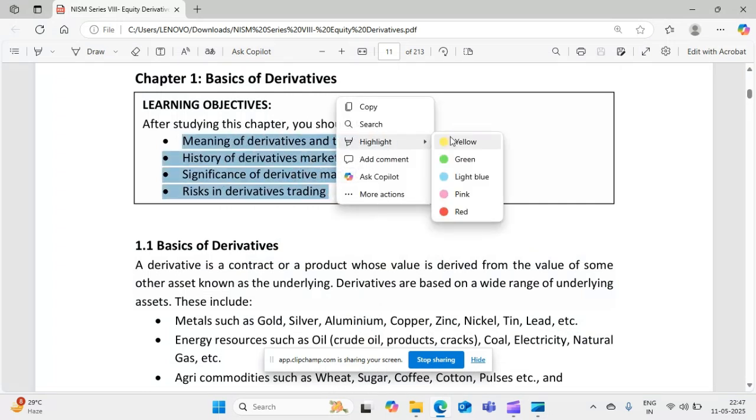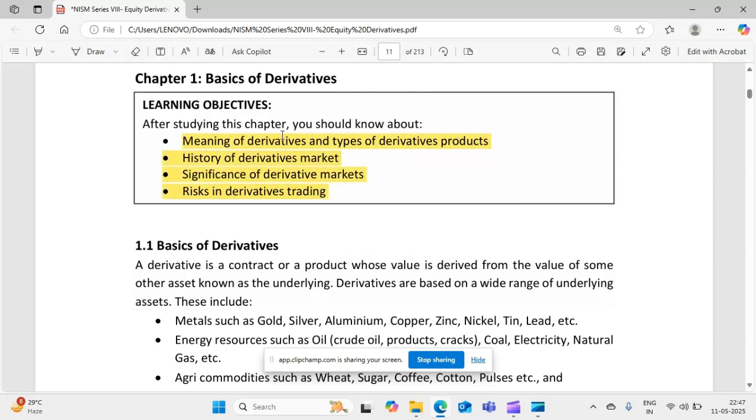Okay, so we will go through all these aspects of this chapter, which relate to the meaning of derivatives, history of derivatives, significance of derivatives, and risks in derivatives trading. So let us now start by looking at what derivatives are.